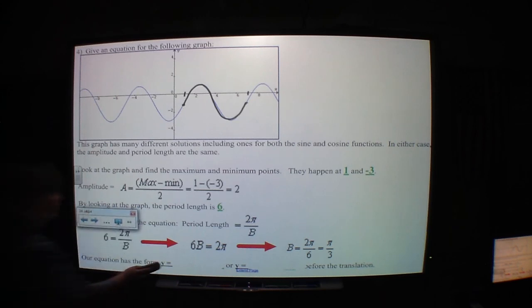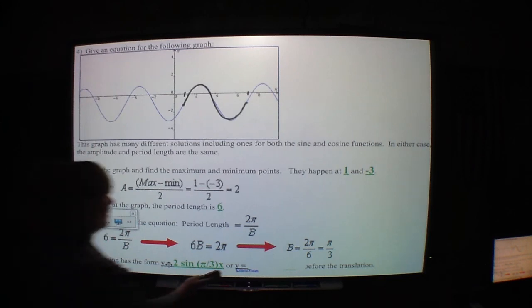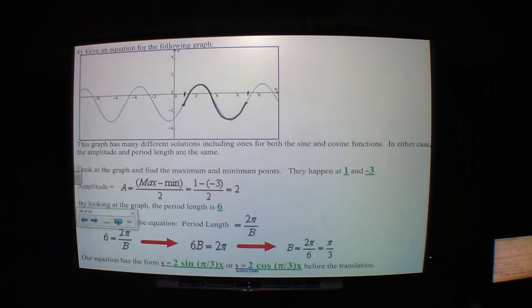So our equation has a form of the amplitude 2 sine of pi over 3x or 2 cosine of pi over 3x. That's before any translations. It's before any translations.